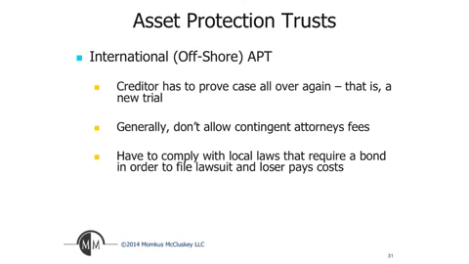Some of the other rules include not allowing contingent attorney fees, which are common here in the U.S., but not allowed in these foreign jurisdictions. Also, compliance with local laws will require a litigant to purchase a surety bond in order to file that lawsuit, because again, their local laws will say that the loser pays costs. That's something that's different from what we encounter here in the U.S., where each party pays their own litigation expenses.